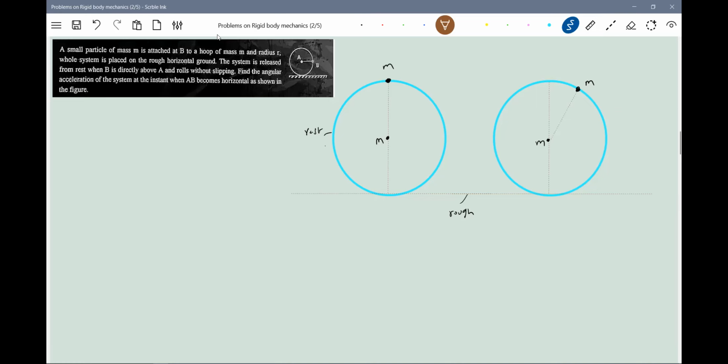So now it has swung by, when it rotates by theta. So there's a point P. Find the angular acceleration when AB becomes horizontal.